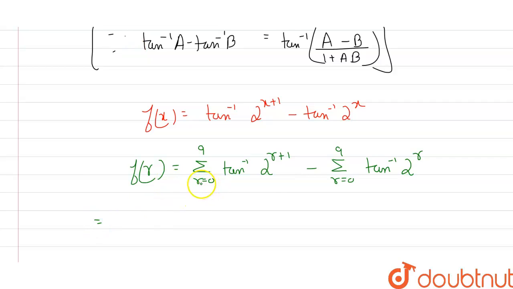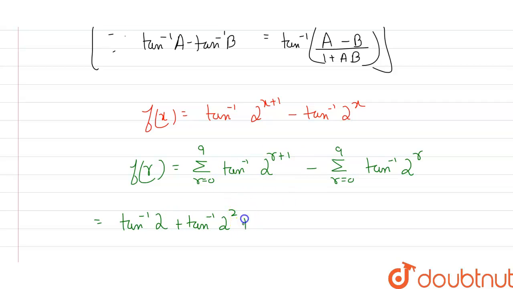Okay, so if I put the value of r as 0 here, this becomes tan inverse of 2, because 0 plus 1 is 1. So this will become tan inverse of 2 to the power of 0 plus 1, which is 1 here. And if I put the value of r as 1, this becomes 1 plus 1, 2. So this will be plus tan inverse of 2 having the power of 2 here.